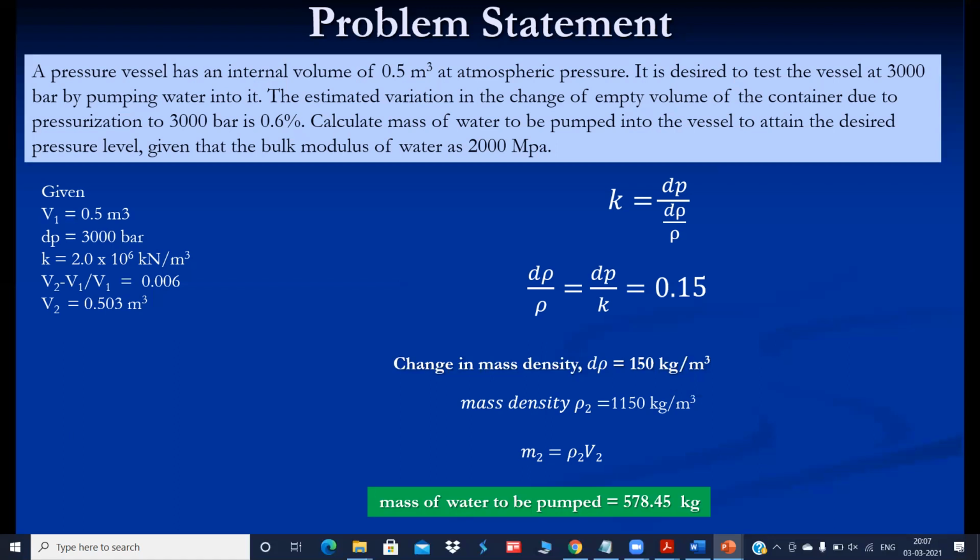So the same problem can also be solved by using the expression dP upon minus dV by V. First, we calculate the change in specific volume. The inverse of that is the change in density. Then we can solve. But if you directly use the formula of K in terms of d rho by rho, in terms of density, we can easily find the required answer with minimum time.